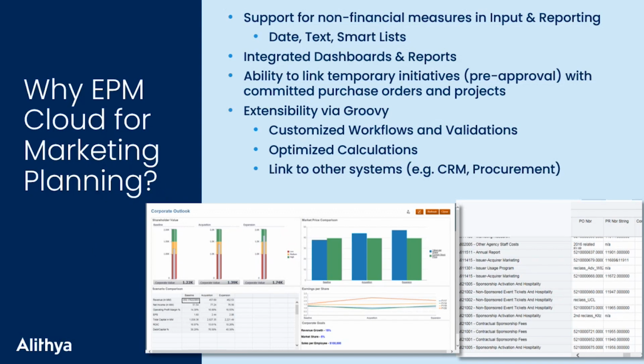So if we specifically look at Oracle EPM Cloud, some of the key capabilities include non-financial measures for both input and reporting, being able to capture start and stop dates for things such as initiatives, being able to capture text such as initiative descriptions, vendor descriptions, purposes, and then being able to drive drop-downs and smart lists such as marketing categories, that can group into other reporting needs are critical.